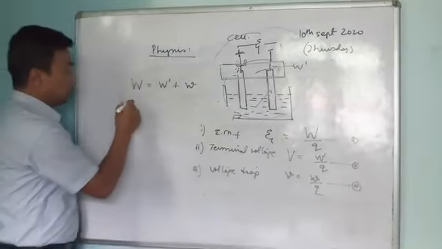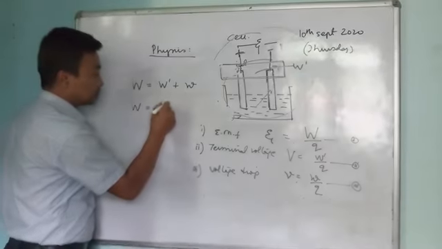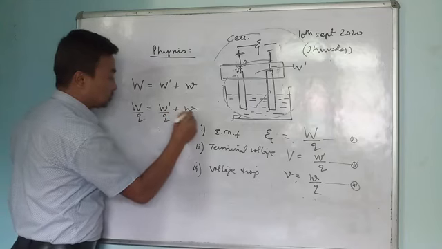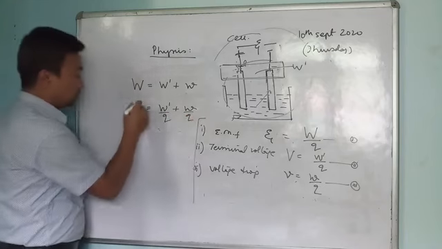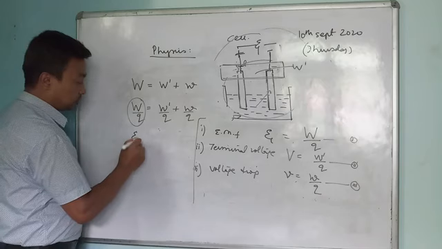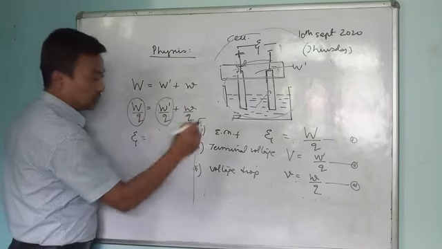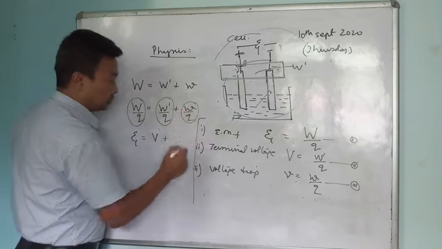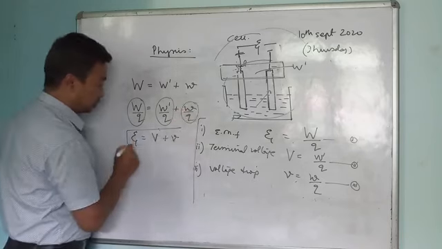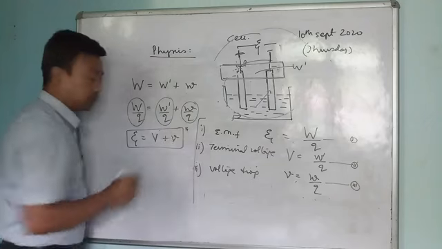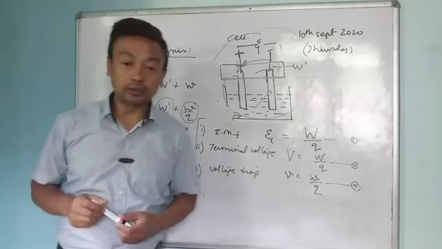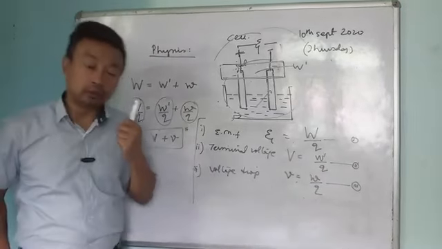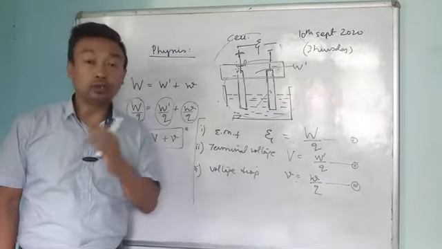So now if I divide both sides with the charge, the positive charge, what do you get from here? This we know is EMF. This, we have just learned, is the terminal voltage, and this is the voltage drop. So this is the equation or the relation we get. This is the relation we have between the EMF, the terminal voltage, and the voltage drop.